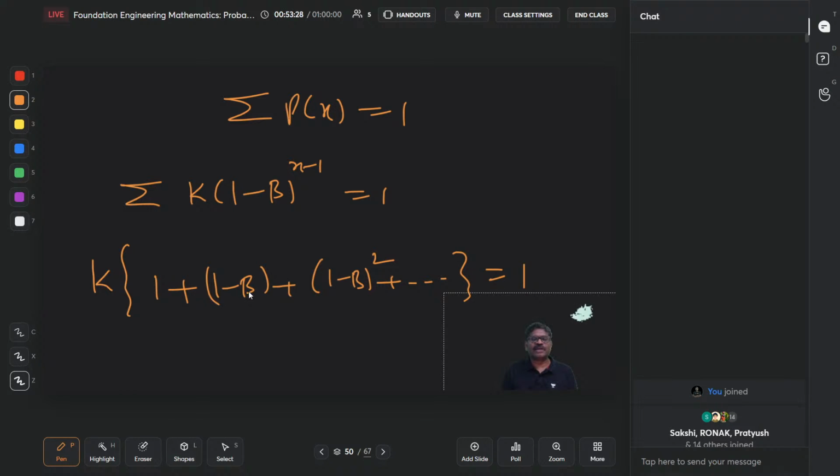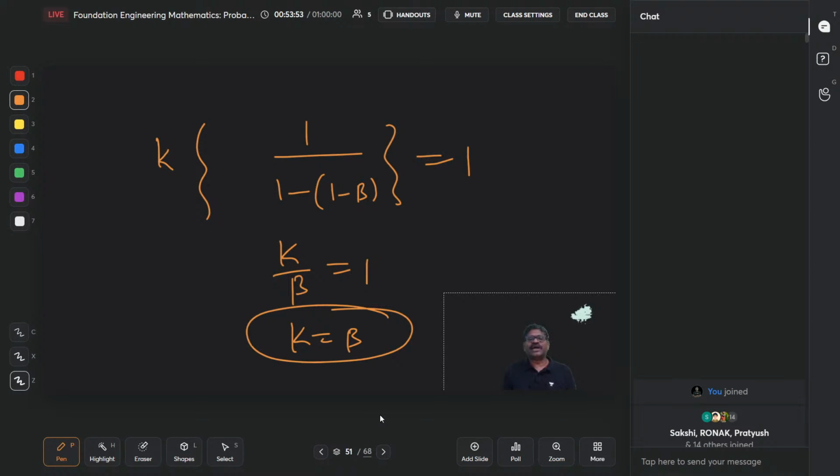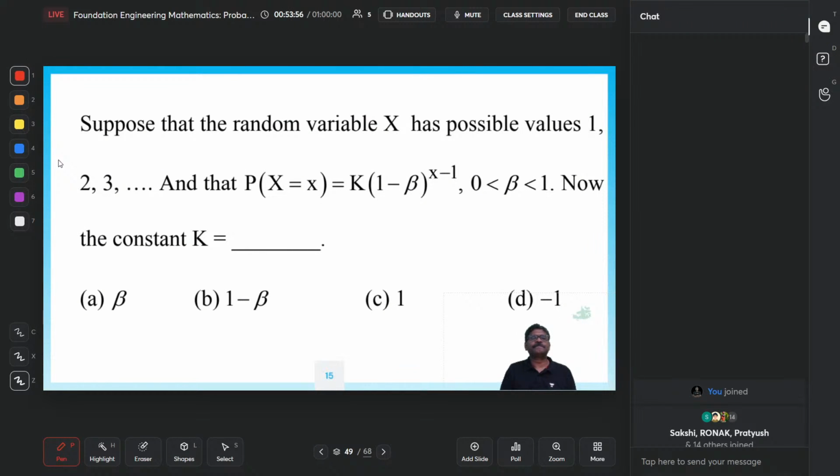Now 1 plus r plus r square plus and so on is a by 1 minus r. Therefore k into 1 by (1 minus (1 minus beta)) equal to 1. Therefore k by beta equal to 1. Therefore k equal to beta. The value of k is beta. Understood? The value of k is beta.